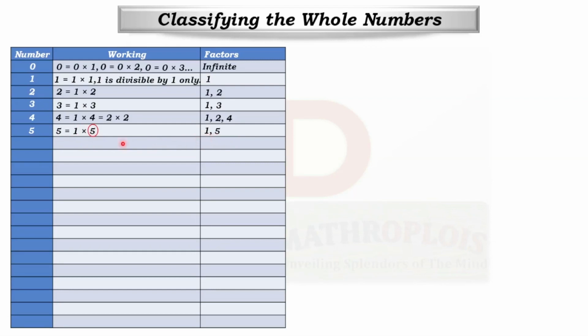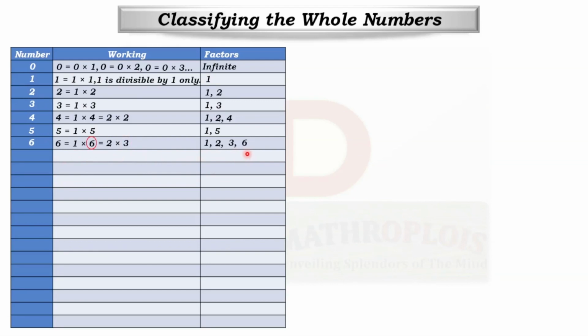Next number is 6. Let us know all possible factors of 6. 1 multiplied by 6 is equal to 6. 2 multiplied by 3 is equal to 6. And there is not any other factor of 6. In this case, first factor is 1, second factor is 2, third factor is 3, fourth factor is 6 itself.